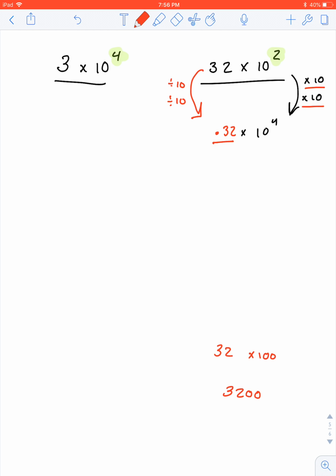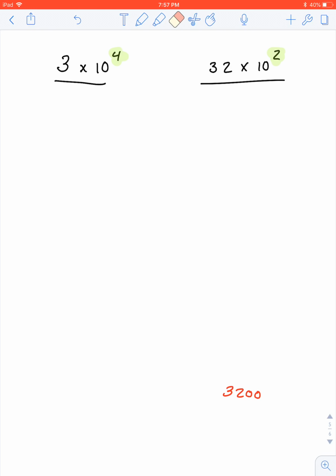Okay, so now let's take a look at the other one. Okay, I'm going to erase all this stuff. There we go. And now what we're going to do is we're going to take this one, and convert it down to 10 squared. Okay, so notice it's getting smaller, so we're going to divide by 2 groups of 10.